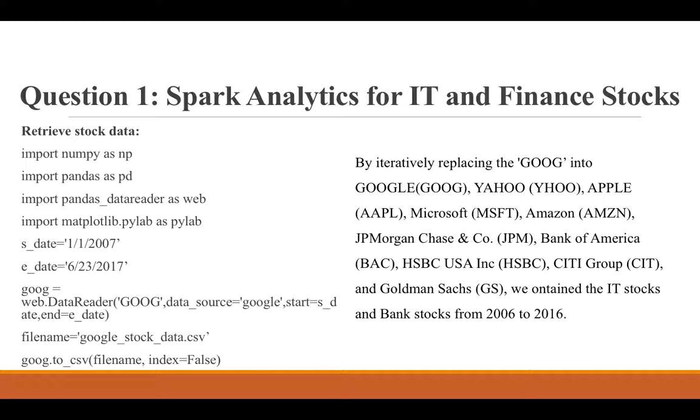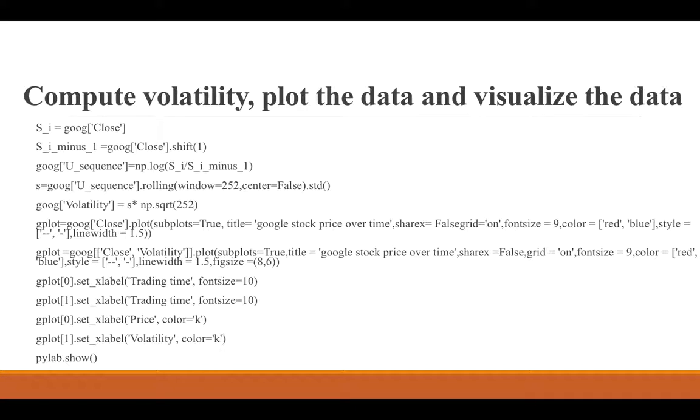In the code, we repeatedly replace Google with Yahoo, Apple, and so on. Here is the code for computing volatility, plotting data, and visualizing data. We calculated the sequence U, which is the log of the ratio of two neighboring closing prices, namely the log return of the stock. Then we compute the standard deviation of the U sequence using a method in pandas. Then we compute the volatility, and plot it using matplotlib.